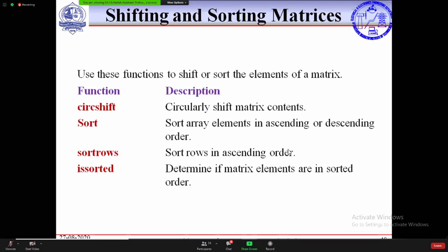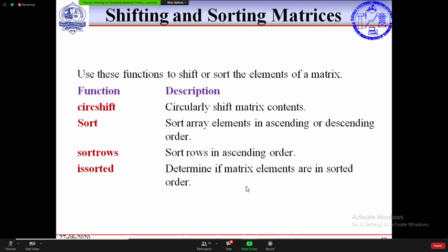Sort rows in ascending order only. isSorted determines whether it is sorted or not. You cannot always check whether it is sorted or not manually, so you can just use isSorted. It determines if the matrix elements are in sorted order or not. If the sorted order is there, it will generate the value 1. If it is not, it will generate the value 0. So we'll have some examples regarding shifting and sorting.